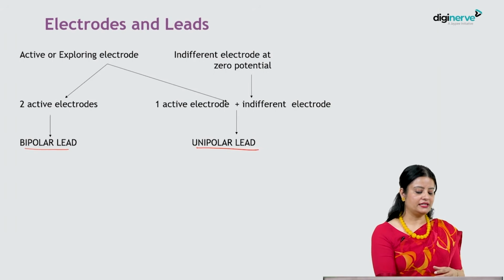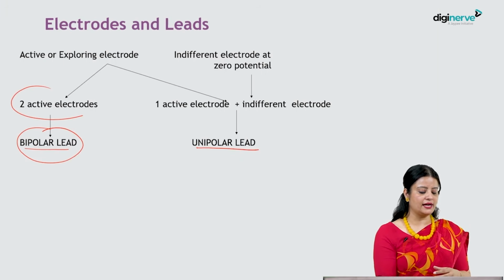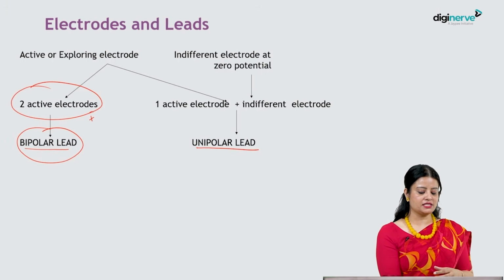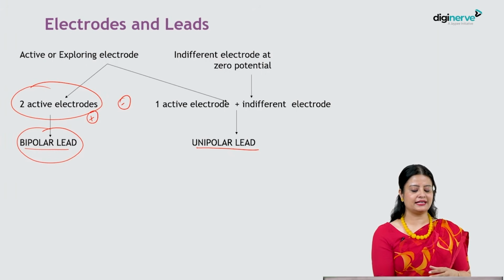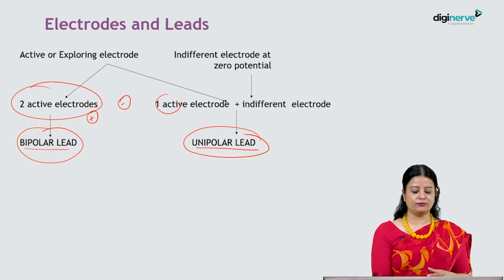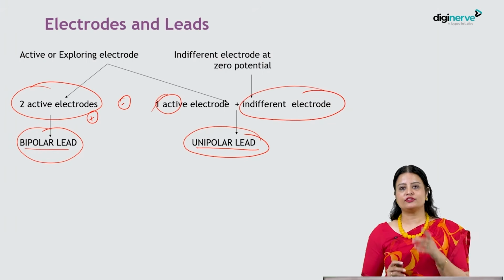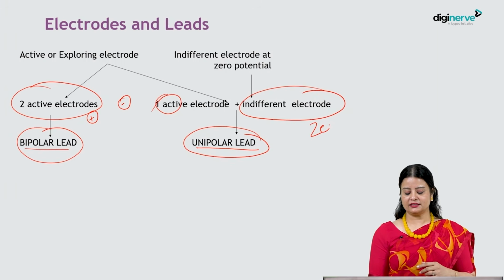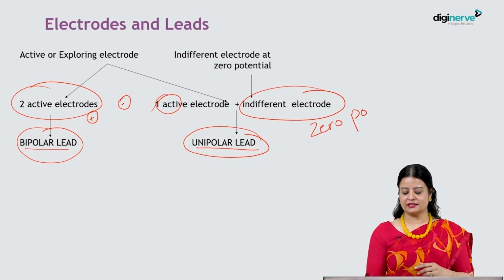The bipolar leads are the ones which have 2 active electrodes, 1 positive electrode and 1 negative electrode. In a unipolar lead, we have only 1 active electrode and 1 indifferent electrode. By indifferent, we mean that this electrode is at 0 potential.